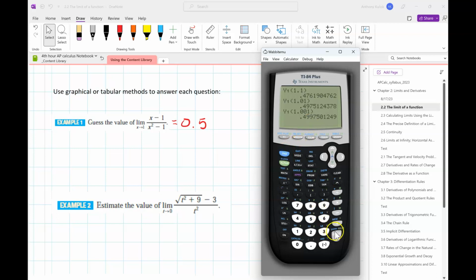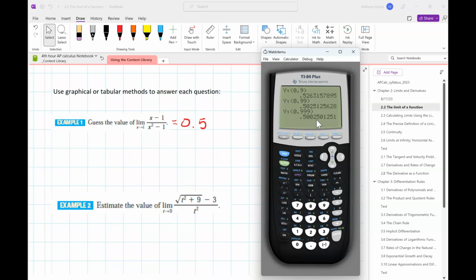I would do the same thing then for the values less than 1. So maybe I'd start at 0.9. And do the same thing. So 0.9, and we'll try 0.99, and then try 0.999. And I'm seeing the same thing. We're heading towards 0.5. So I'm real positive the limit is 0.5.